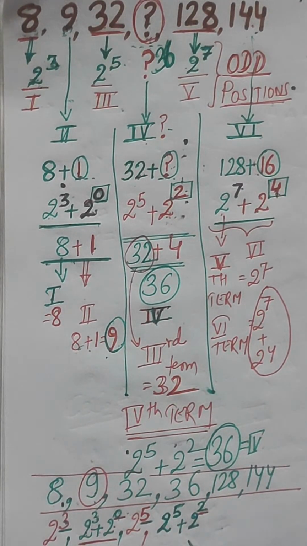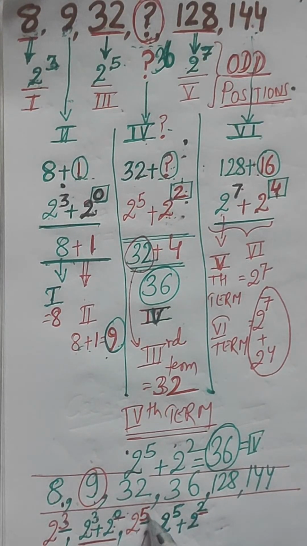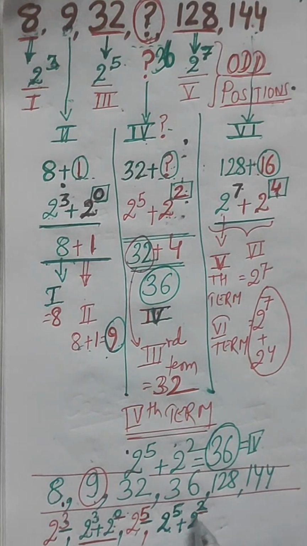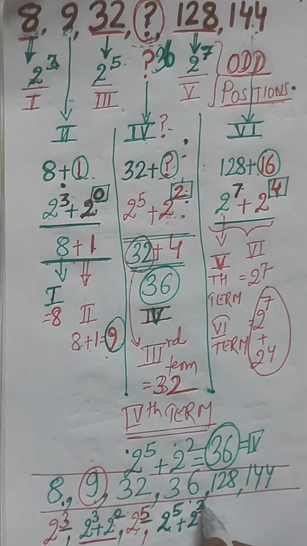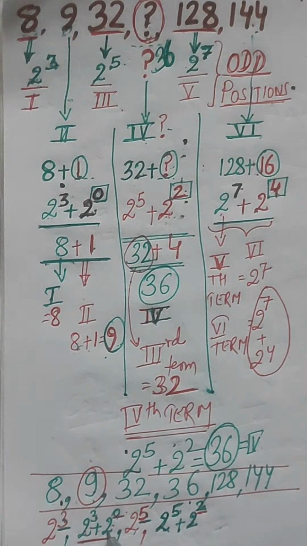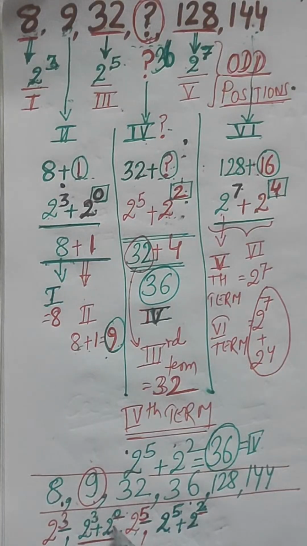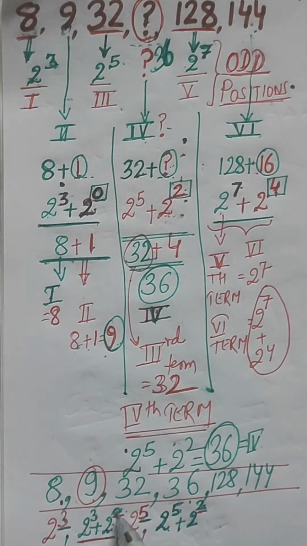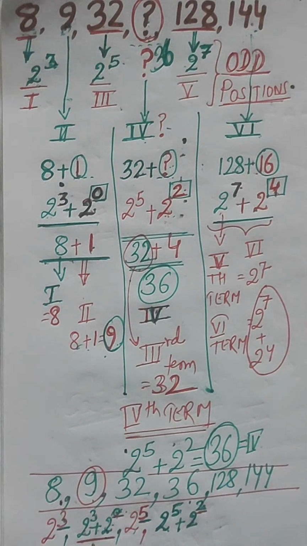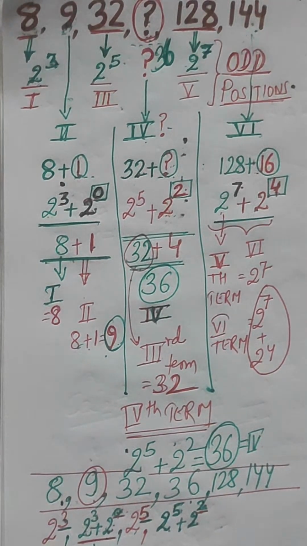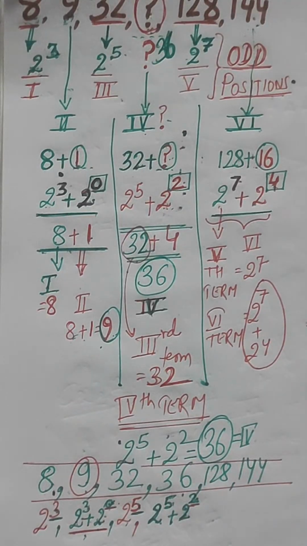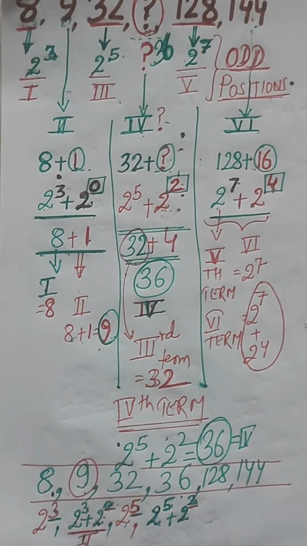So the predecessor is 2 power 5. So 2 power 5 plus 2 square. Here you can see 2 square is added, because initially into the second term only 2 power 0 was added, right? So 2 power 0 was added. Why? Because this is valid for the second term only. 2 power 0 was valid for the second term, right?